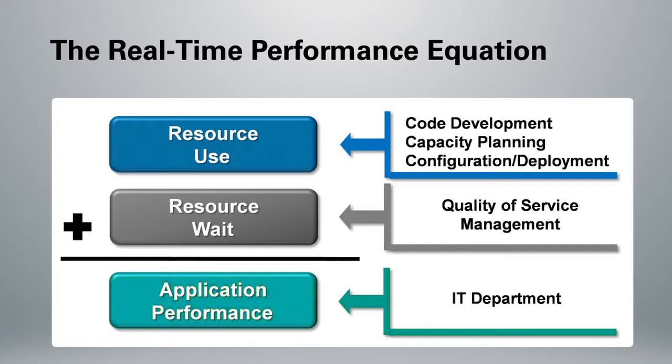Those of you who are DBAs are very familiar with resource waits in AWR reports. One thing you'll note, however, is that resource use is not something that I as a runtime manager or you as a DBA can do much about. It's really a development issue. It's something that the code developers govern. But what I can do is manage resource wait. And this is where quality of service management comes into play, is to both monitor and manage the resource wait, which together sums up to be the application performance.